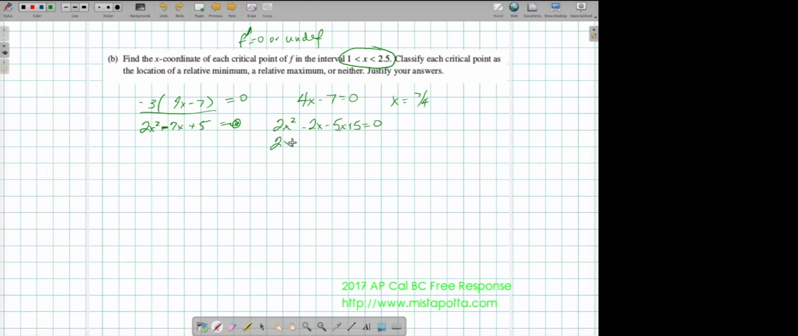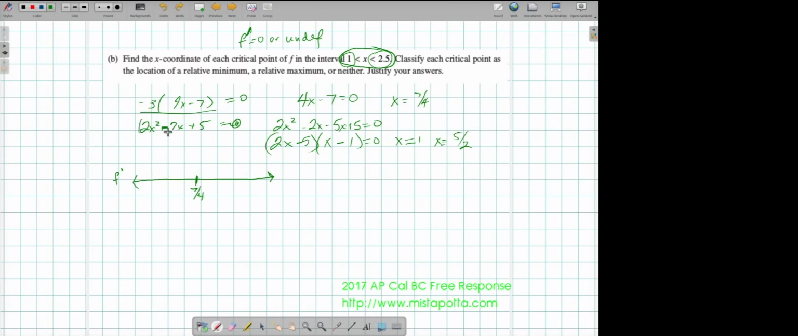And so I end up with 2x minus 5 times x minus 1. So I end up with x equals 1 or x equals 5/2. Luckily, both of these we don't have to worry about because they're the boundaries of our interval. So what we want to do is understand the behavior of our derivative around the point 7/4. So I need to test this by taking a look at what happens to my derivative on either side.